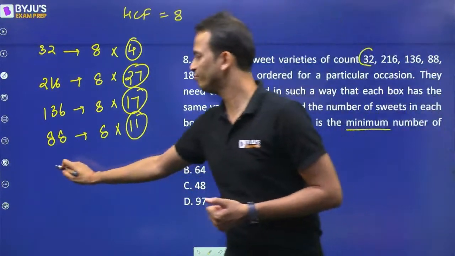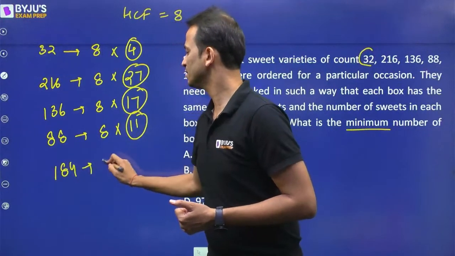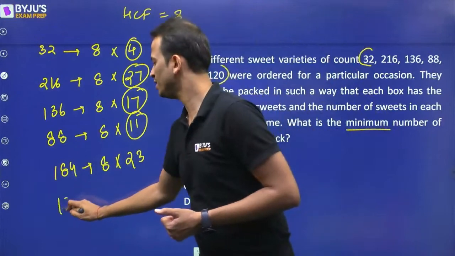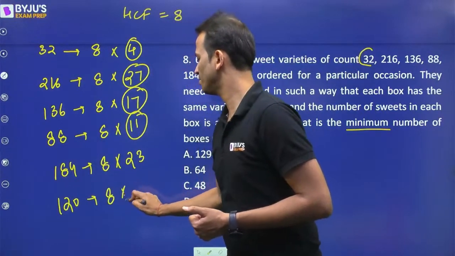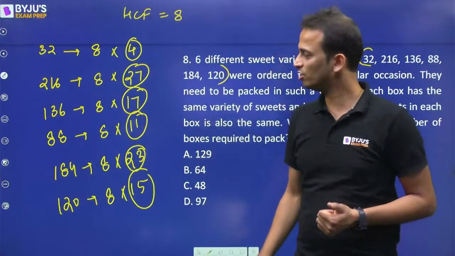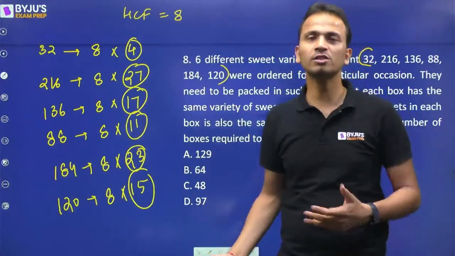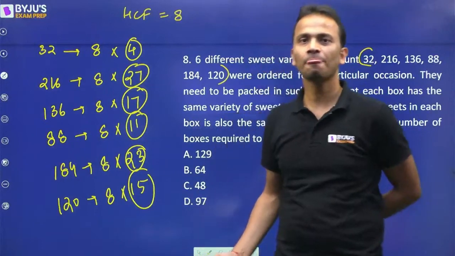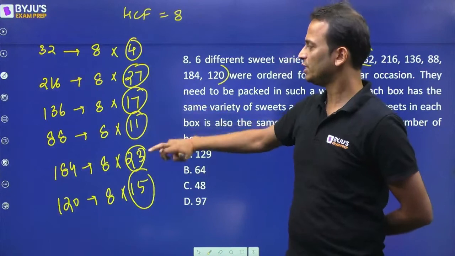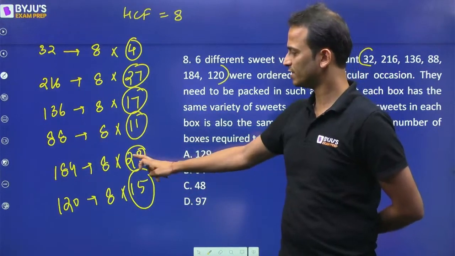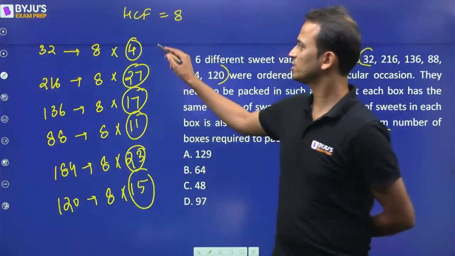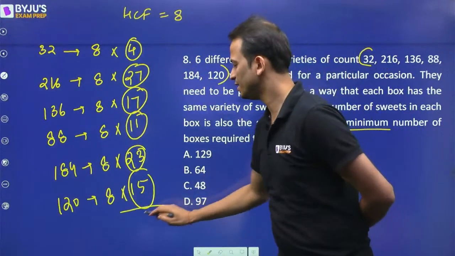Next number is 184, which can be written as 8 multiplied by 23. And the next number is 120, which can be written as 8 multiplied by 15. So these are the number of boxes which I have circled, and now you can add all these boxes and get your answer. Okay, so how much will the answer be? 4 plus 27 is 31, 48, 59, 69, 79, 89, and 8, 97. So the sum of these numbers is 97.